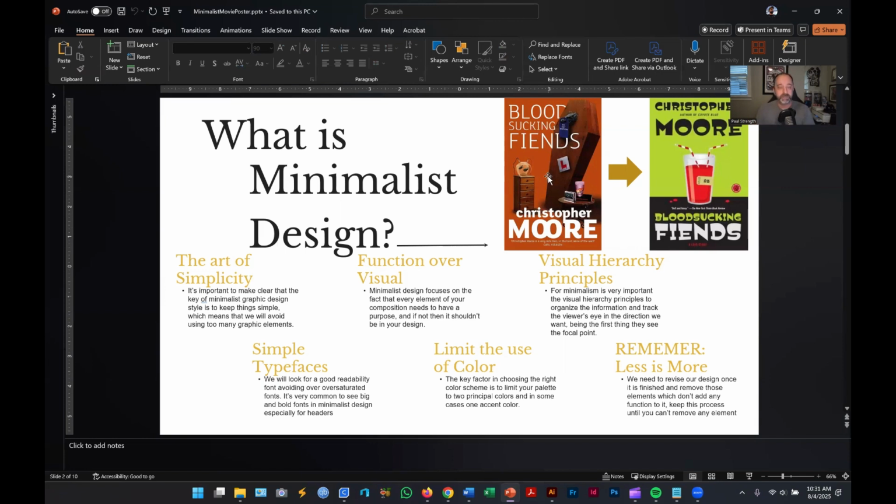All right. Function over visual. Minimalist design focuses on the fact that every element of your composition needs to have a purpose, and if not, then it doesn't need to be in your design. So why do we have these electrodes connected to a fish tank on top of, I guess, a chest drawer? I don't know. So we don't need that. Why is there a coffin? Coffins have multiple representations. There's really no need to have it there. I don't know why Do Not Disturb is there. It's a smart move. Don't need the alarm clock, and I'm not sure what the purple drink is there, or why there's a table. So really, I don't know what this is.